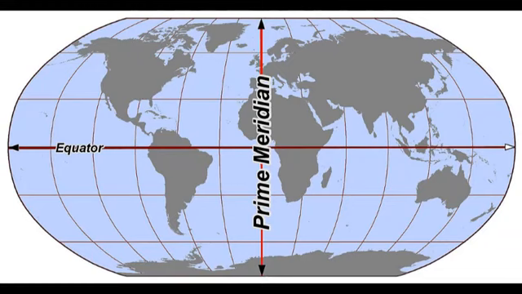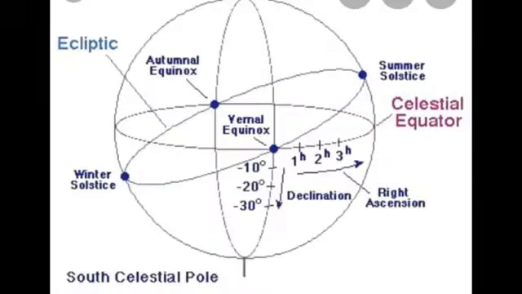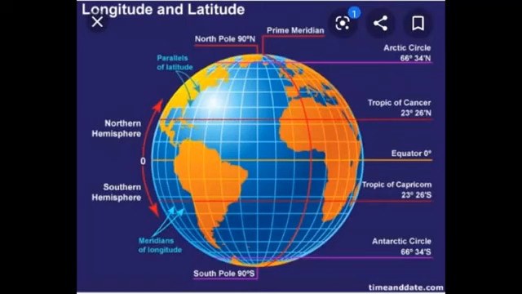Prime meridian divides the earth vertically and it gives the western hemisphere and eastern hemisphere, while equator equally divides the earth into southern hemisphere and northern hemisphere. Apart from these two lines, prime meridian and equator, there are some other important lines which are drawn on the earth.